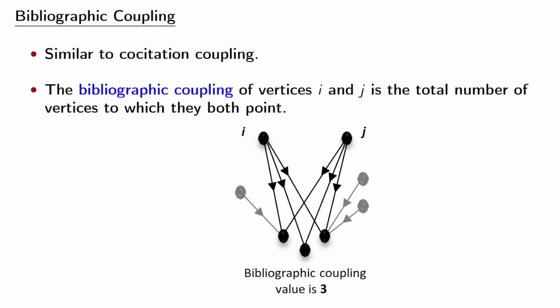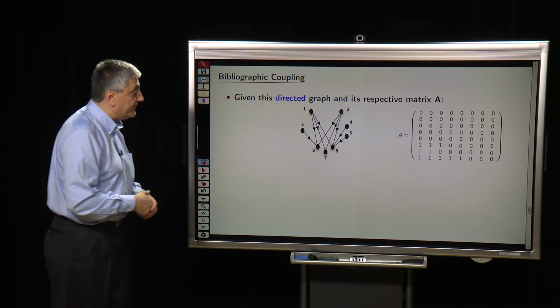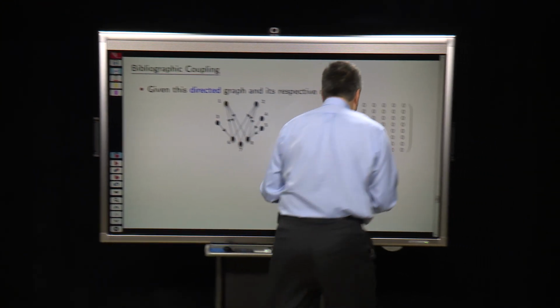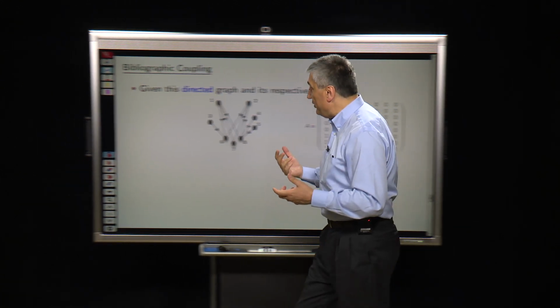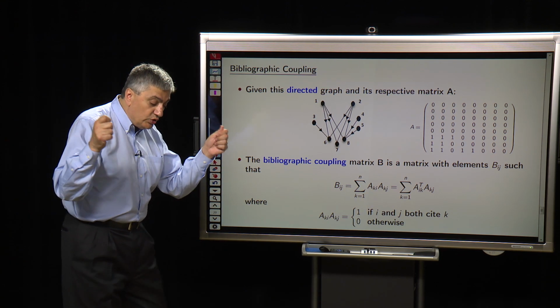What it is, really, is that the bibliographic coupling of two vertices I and J is the total number of vertices to which they both point. So in this case, there are 3 of them. These could be 2 papers, and they're citing the same 3 papers, or however many papers. So if they cite the same 3 papers, the bibliographic value is going to be 3. If you write the corresponding matrix A, again, it's going to be non-symmetric.